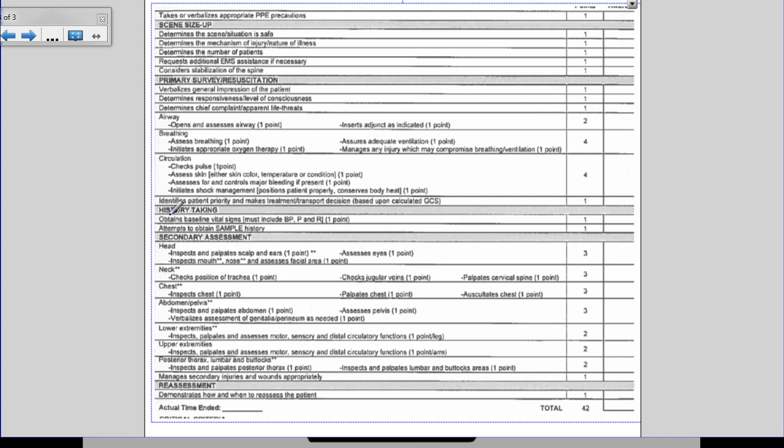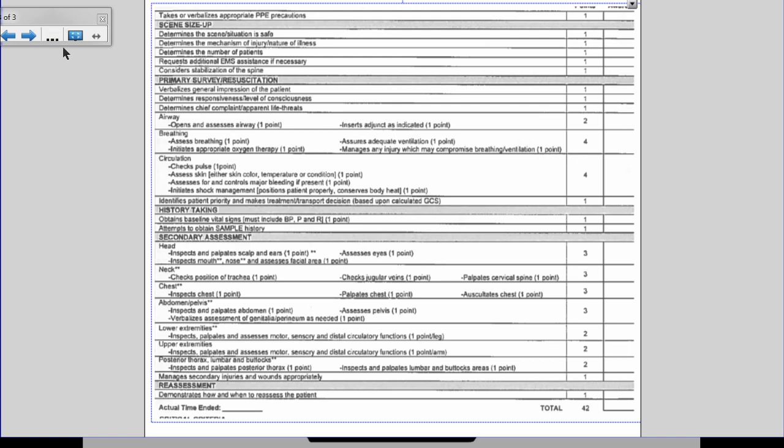We're not going to be able to get much of a history from this guy. So if there's any bystanders, we'll consider. The question doesn't provide that. So we're going to assume that we can't get any history. This will be a rapid secondary assessment, where we're going to check everything from the head to the toe. We're going to listen to lung sounds when we get to the chest. We're going to palpate the abdomen. We're going to check the pelvis for stability. We're going to continue down the legs.